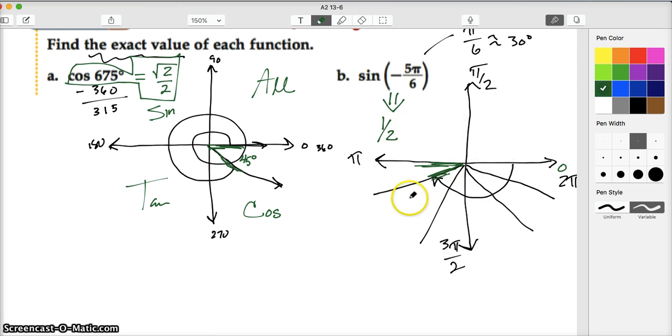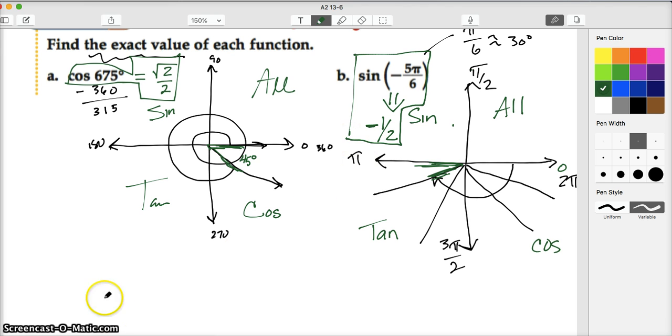But remember, what quadrant am I in? Remember it, all students take calculus. I didn't mean to write that, y'all. I meant to write all sine, tangent, and cosine. So we know that the only thing that's positive in this third quadrant would be the tangent. Therefore, sine is not positive. So the answer to this would be negative 1/2. So the sine of negative 5 pi over 6 will be negative 1/2.